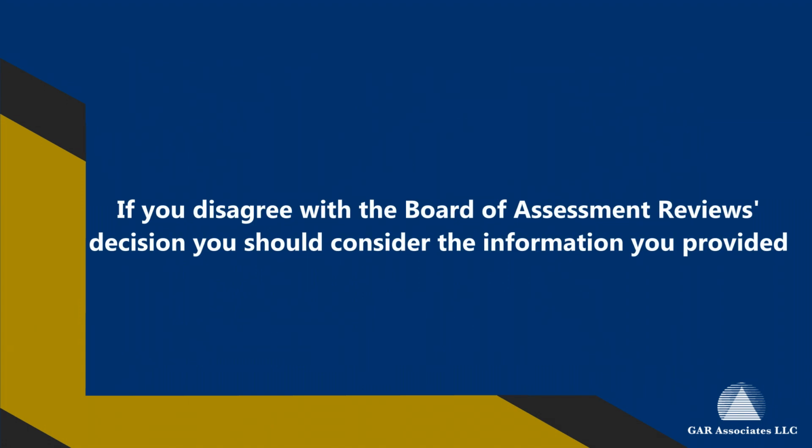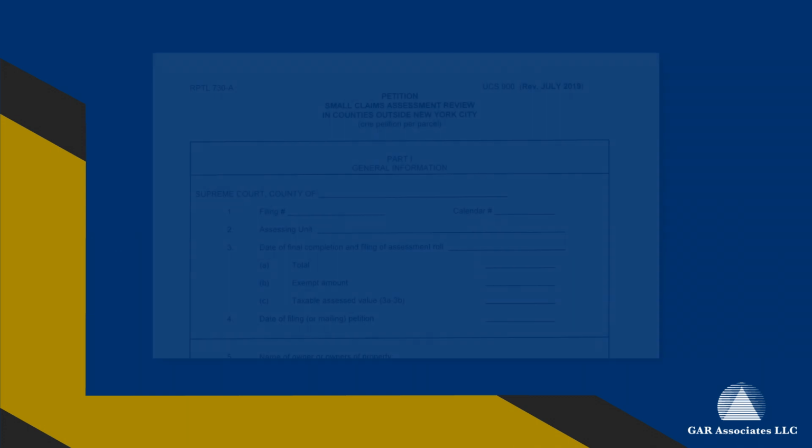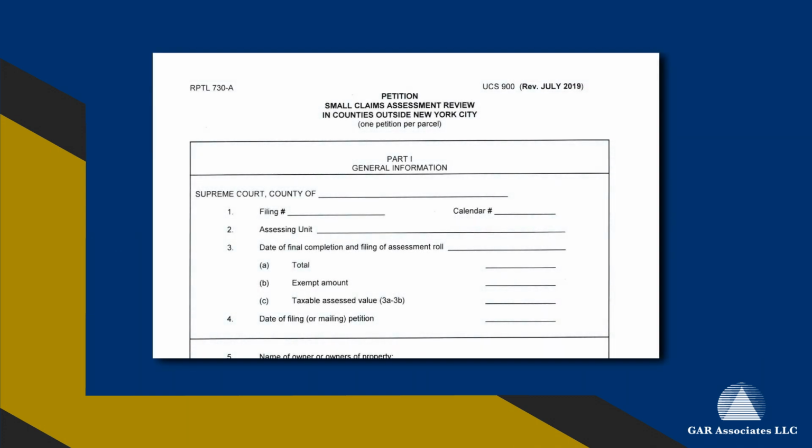If you disagree with the Board of Assessment Review's decision, you should consider the information you provided. If you still feel your home is not sellable at your current assessed value, your next step is Small Claims Assessment Review, or SCAR. The SCAR application must be filed with all parties: Erie County Treasurer, Town Clerk, Town Assessor, and the school district your property is located in, and must be in no later than July 31st. Failure to properly serve all parties could result in dismissal.